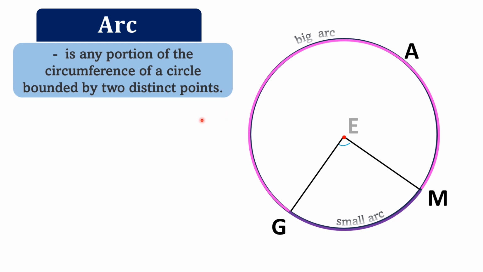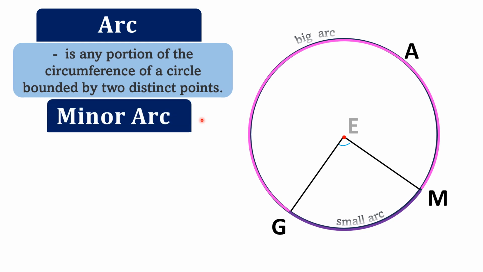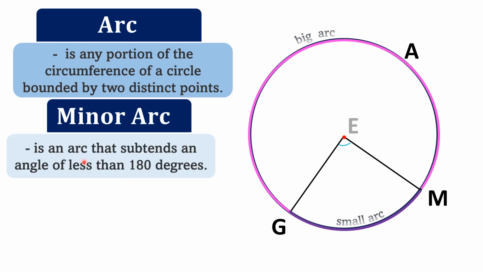The first type of arc is the minor arc. In this figure, the small arc is the minor arc. It is an arc that subtends an angle of less than 180 degrees. The whole revolution or one rotation is equal to 360 degrees.